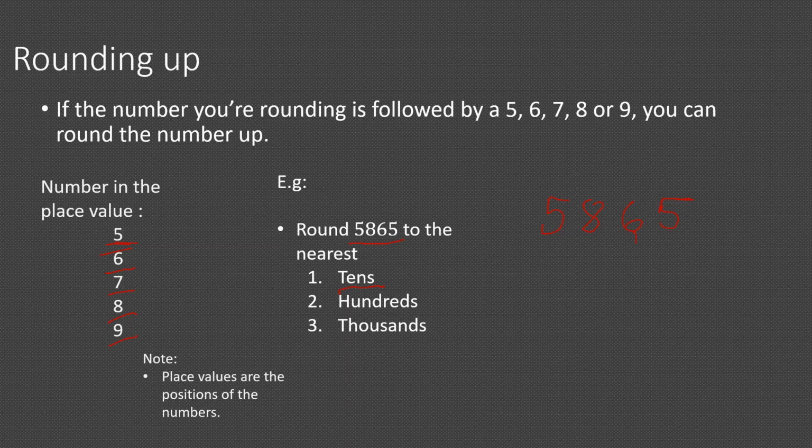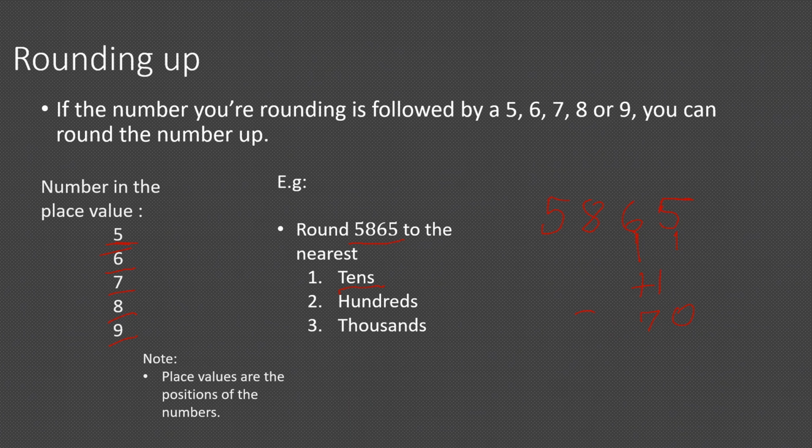How do we round up? What we do is we take the 6, we add 1, and that makes it 7. And then when we make it 7, we change the 5 here and make it 0. And then we have the remaining digits over here. So 5,865 rounded to the nearest tens is 5,870.